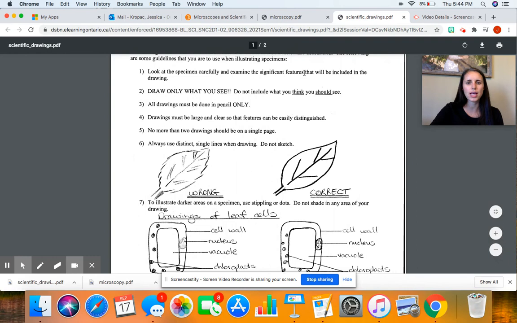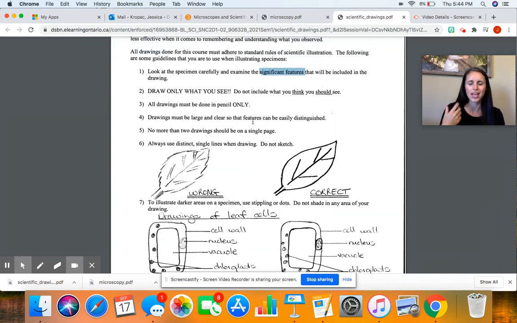So you want to make sure that you examine the significant features. You don't just want to sketch the outside of a leaf. Is there more important detail in there that you need to include? Draw only what you see. If you don't see it, don't include it. So if you don't see a nucleus, don't include that nucleus because you think it's going to make me happy.